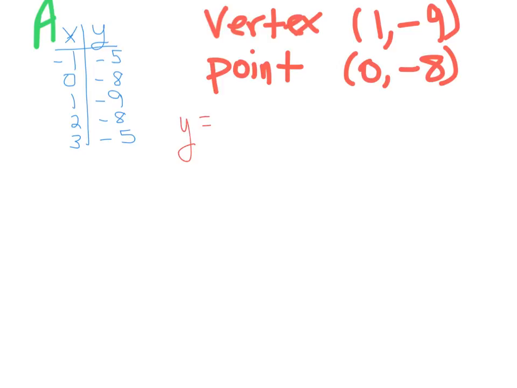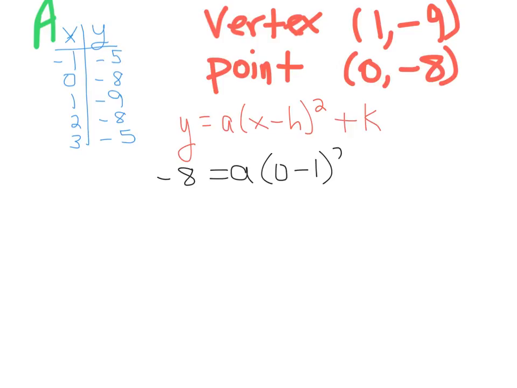So I know that the formula I want to play with is y equals a(x minus h) squared plus k. I'm now going to replace what I know. I know that y equals negative 8. I don't know what my a is. I do know my x. My x is 0. I know my h is 1. And I know my k is plus negative 9, or minus 9. So now I'm going to go ahead and solve for a in this process.